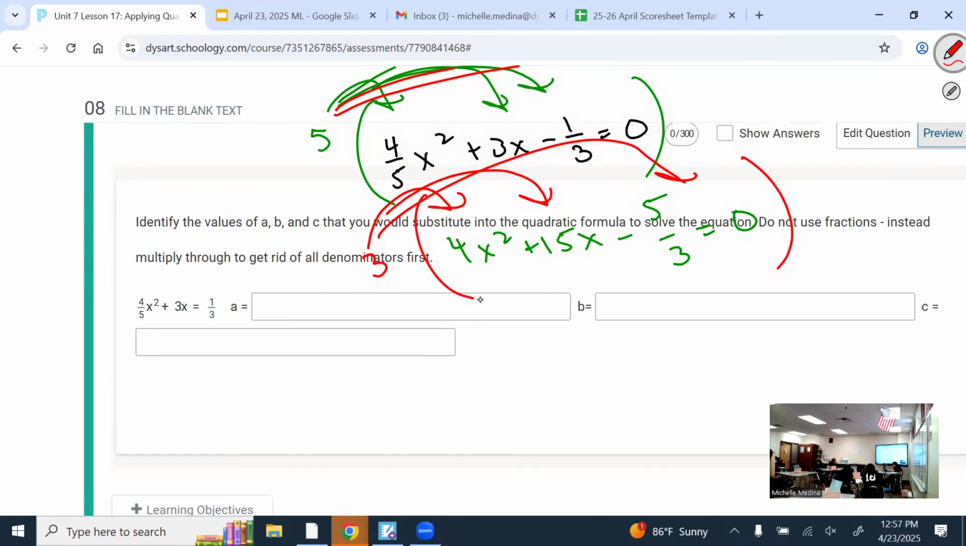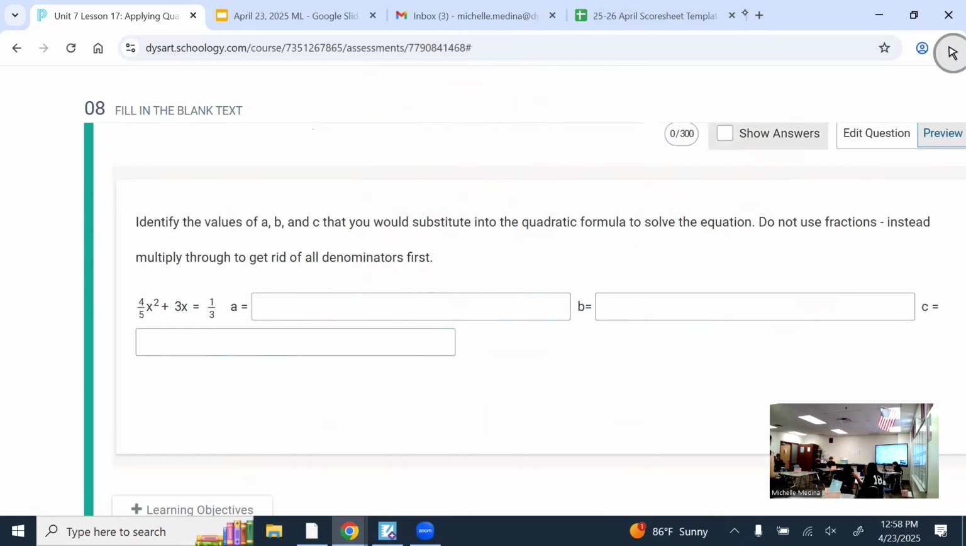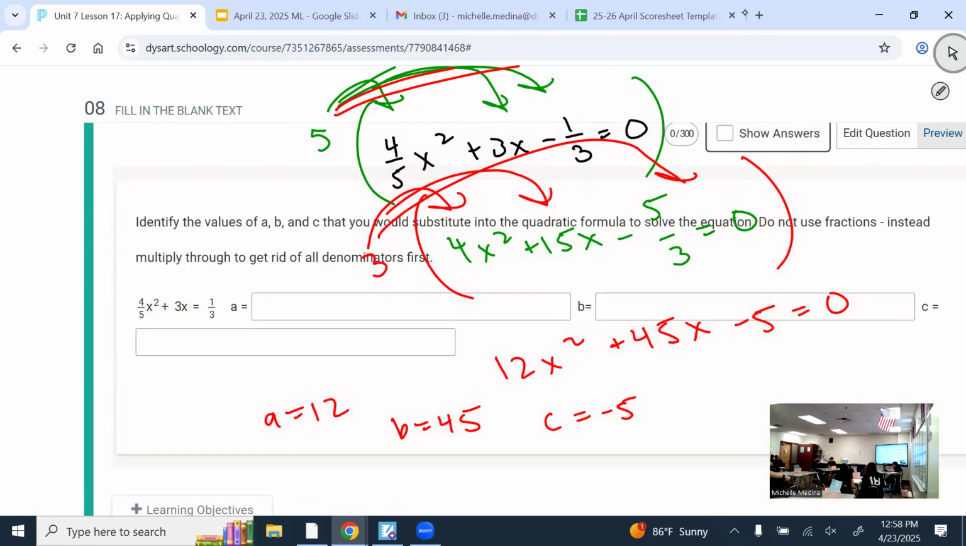3 times 4x squared would be 12x squared. 3 times 15x is 45x. And then this times this would just be negative 5. So what the answer should be is that A is 12, B is 45, and C is negative 5. Let's see the answers on this, and I'm right.